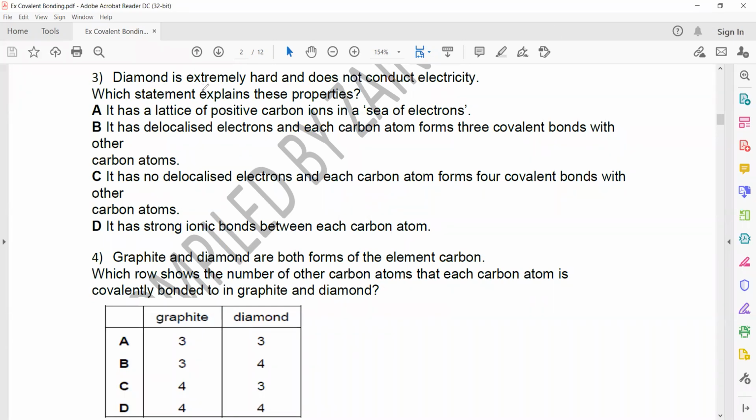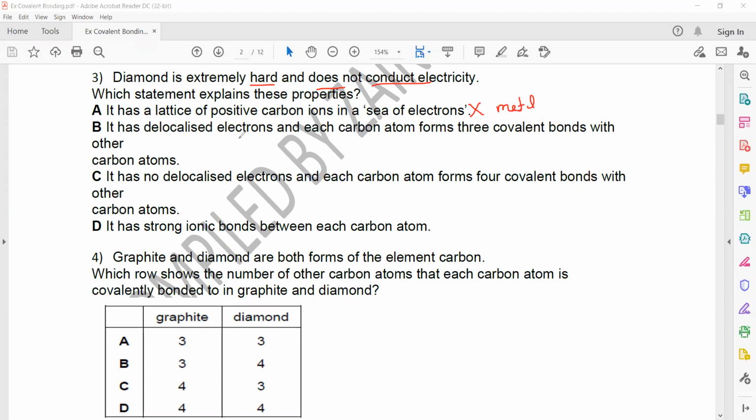In question 3, diamond is extremely hard and it does not conduct electricity. Which statement explains these properties? So this is related to macromolecules. It has a lattice of positive carbon ions and a sea of electrons. That's wrong because that is the structure of a metal.